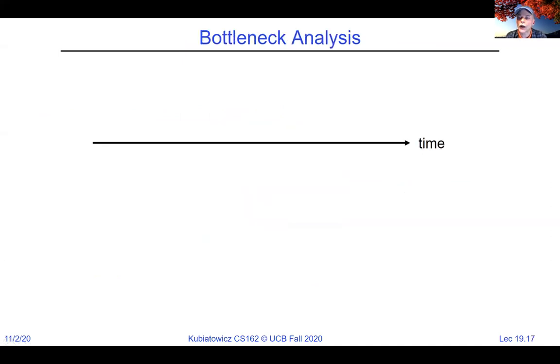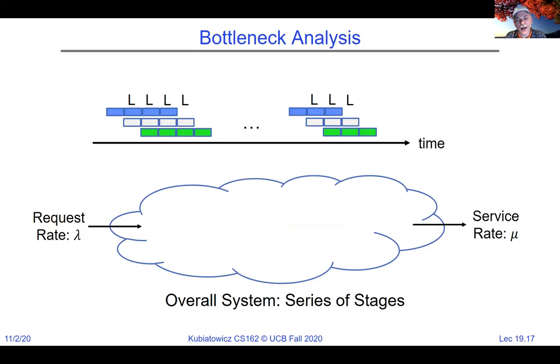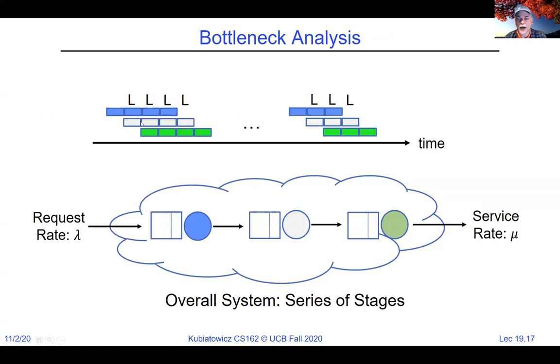Okay. And so to figure out mu max, we need to do a bottleneck analysis. If we take a look at the pipeline situation we were talking about earlier, remember each request requires a blue, a gray, and a green. What that could look like in our overall system is a blue server, a gray server, and a green server. They each have queues and they feed into each other. Okay, so this is our pipeline. If they're all of equal time, all equal weight, then we could come up with a service rate of 1 over what one of these little chunks is, let's say L over 3 or something.